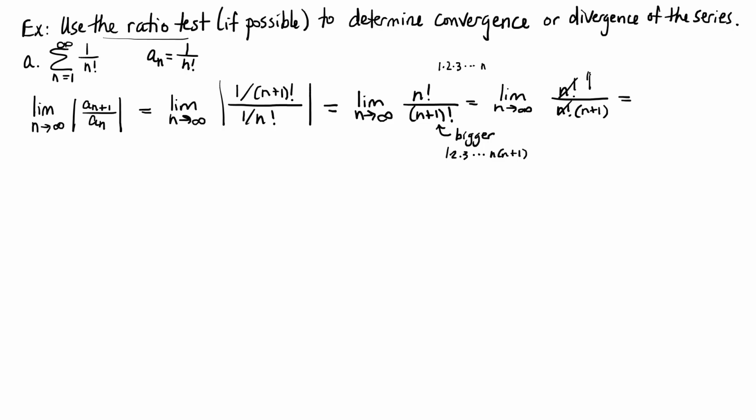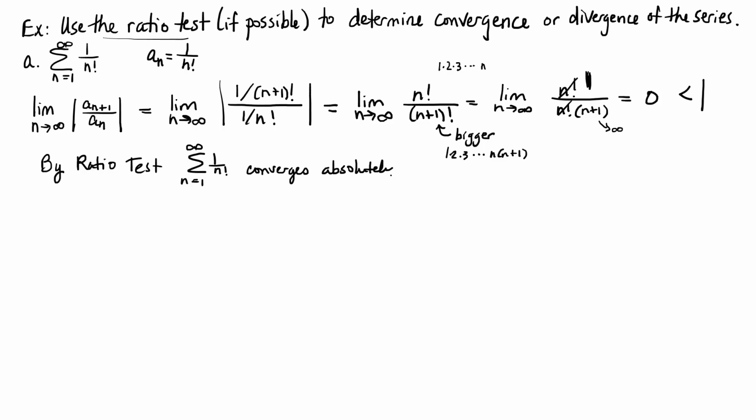Since the numerator is a constant and the denominator is getting very large without bound, we know that this is going to go to 0. Since 0 is less than 1, by the ratio test, we can conclude that the series is absolutely convergent. By the ratio test, the series of the 1 over n factorials converges absolutely. That just means that both the series itself and the series of absolute values would converge.